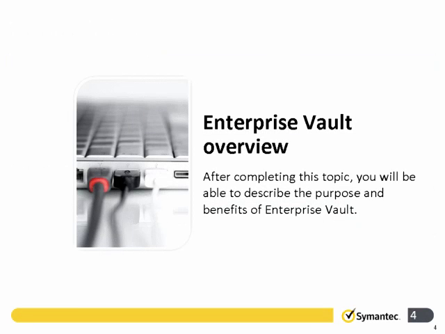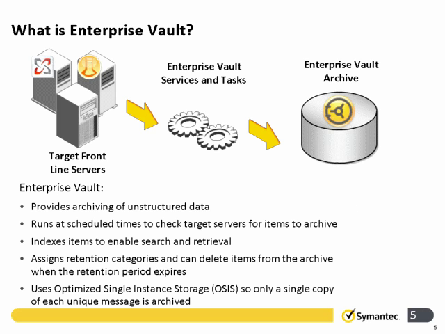So our first lesson is going to be the Enterprise Vault overview. When we get done with this, you should be able to describe the purpose and the benefits of using Enterprise Vault. So when I use the term Enterprise Vault, what am I trying to explain or describe? What I'm looking at is the capability of taking unstructured data and archiving it. This unstructured data can be from a variety of different sources. It can be from Exchange, SharePoint, file system, and some messaging. Basically, these items are all called our target frontline servers, and we'll be looking at that again in much more detail in later lessons, how we set that up and use that.